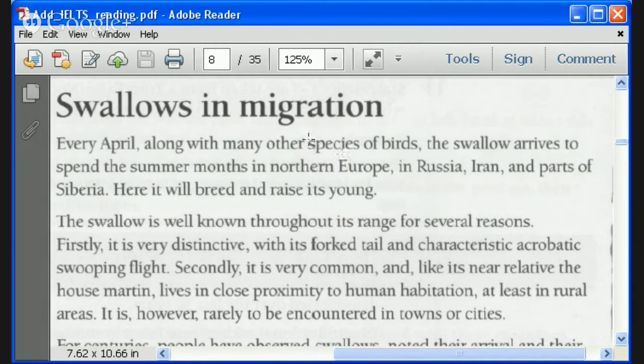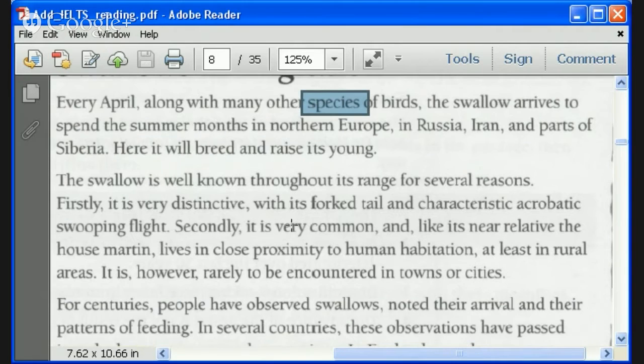Okay, very good. Pronunciation: species. Species. These are each individual unique types of bird species. All right. Now we're going to quickly scan through so we get a general idea of the flow.